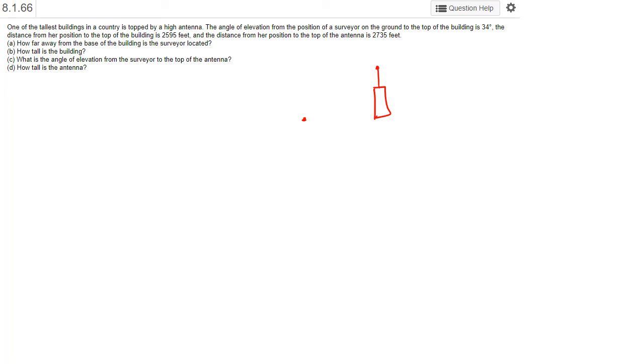So notice there's a difference between going to the top of the building and to the top of the antenna. The distance to the top of the antenna is 2735. The distance to the top of the building is 2595. And the angle to the top of the building, which is just this angle here, is 34 degrees. Okay. So we have several unknowns. We want to know how far away from the base of the building the surveyor is located.